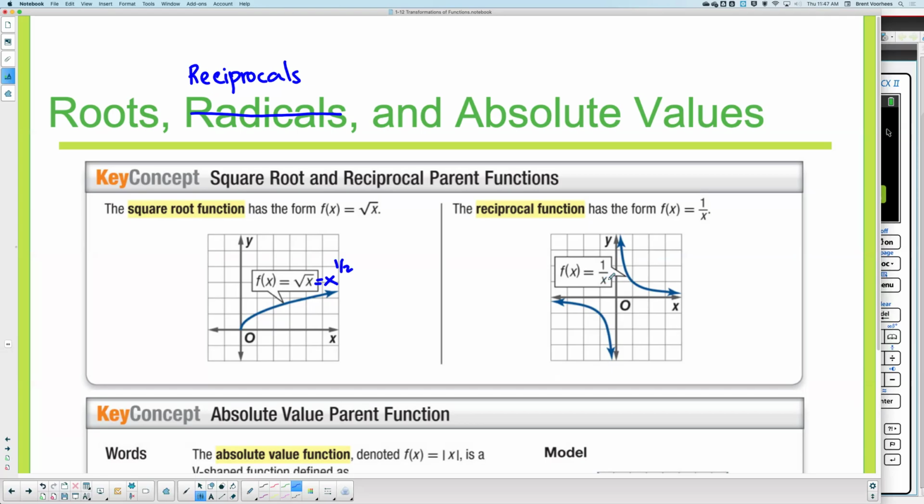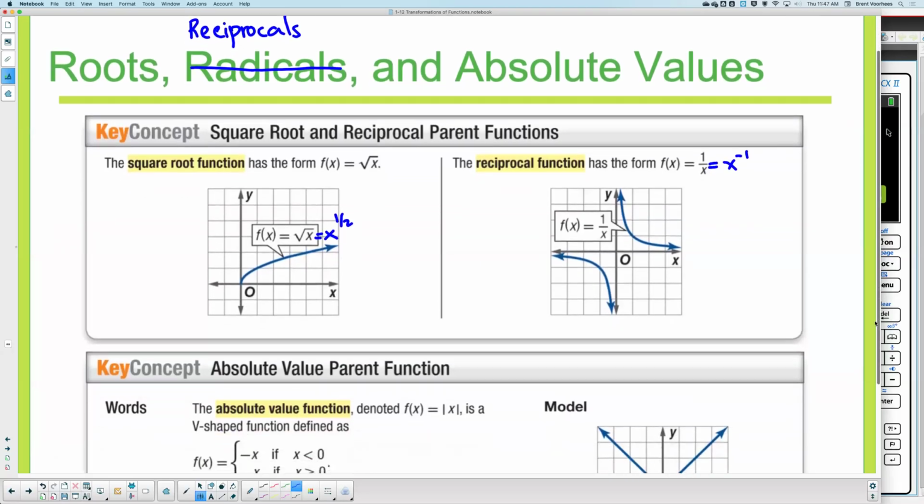A reciprocal is the same thing as a power of negatives. So this right here, we could rewrite that as x to the power of -1. So if you have a negative power, that's technically a division power of x. So if you have a fraction power, you get a root. If you have a negative power, you get a reciprocal C-curve.